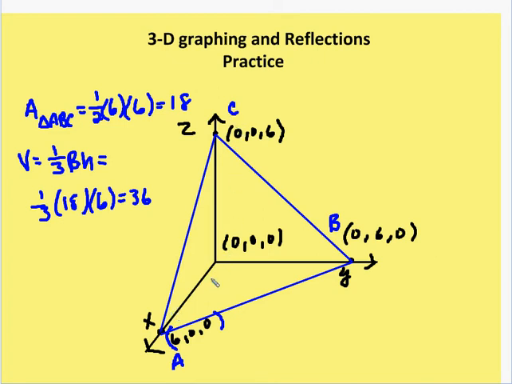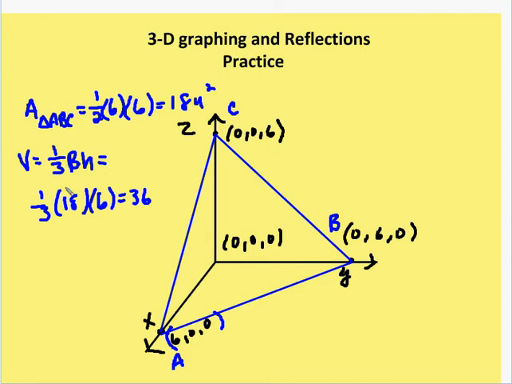Well, as it turns out, this is a pyramid, and the volume for a pyramid is 1/3 base times height. So all we need to do is figure out the base, and we have the height here along the z-axis of 6. So the base is really just a triangle with a base of 6 and a height of 6. So the area of a triangle is 1/2 base times height. I have 1/2 times 6 times 6, which is equal to 18 units squared.